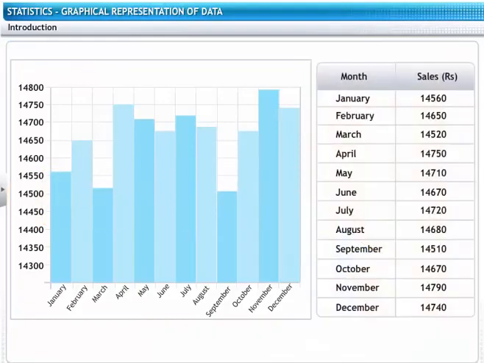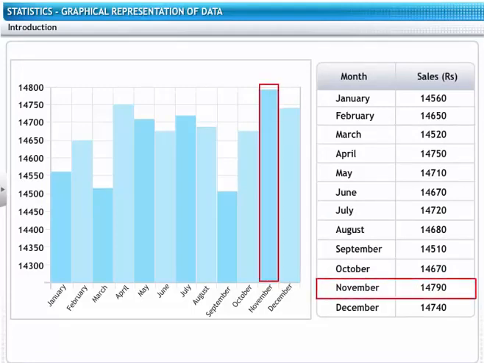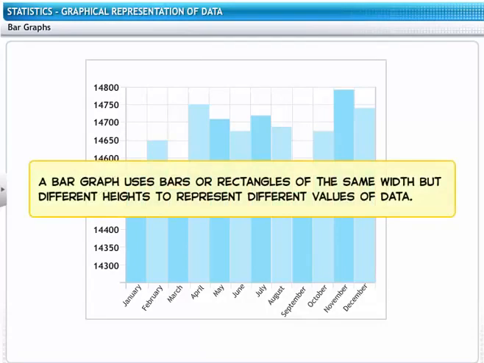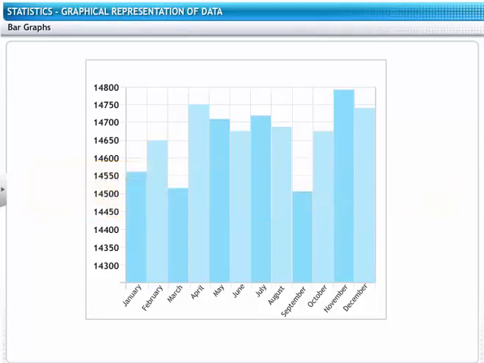Look at these figures. It is the same data that Mr. Shoestring was struggling with. Identifying the month with the maximum sales can now be seen in a jiffy. Now, the figure we use to represent Mr. Shoestring's sales figures is called a bar graph. A bar graph uses bars or rectangles of the same width but different heights to represent different values of data. Let's see how a bar graph is drawn.